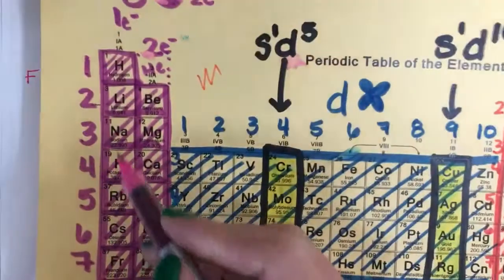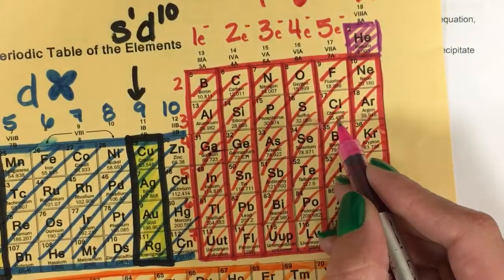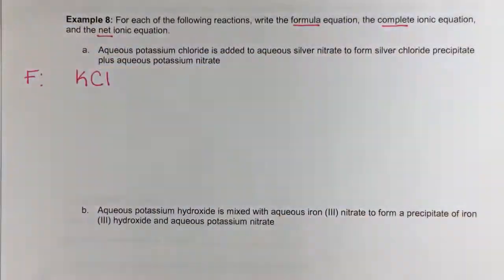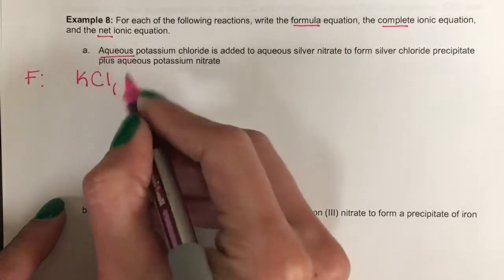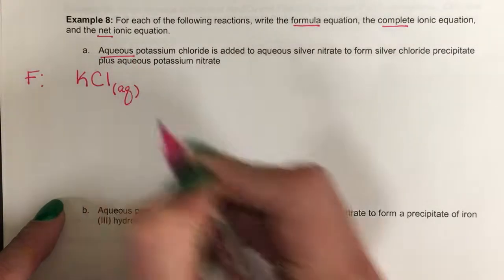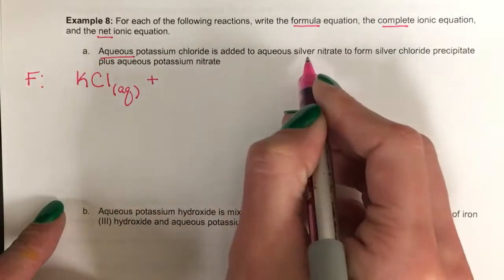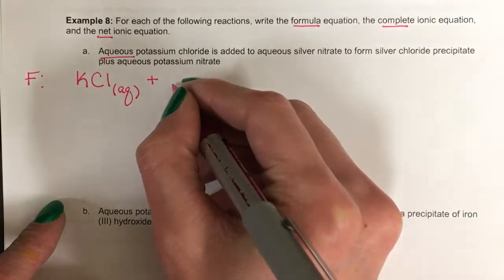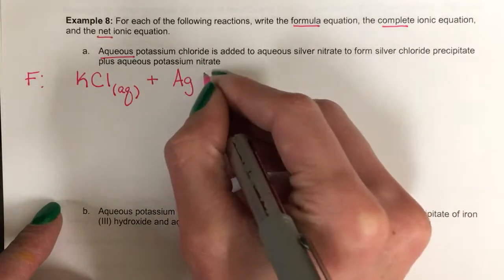K is a +1 alkali metal. Cl is a -1 halogen. +1 -1, this is okay. This is starting out aqueous. It's reacting with aqueous silver nitrate. Silver is Ag. Nitrate is NO3.